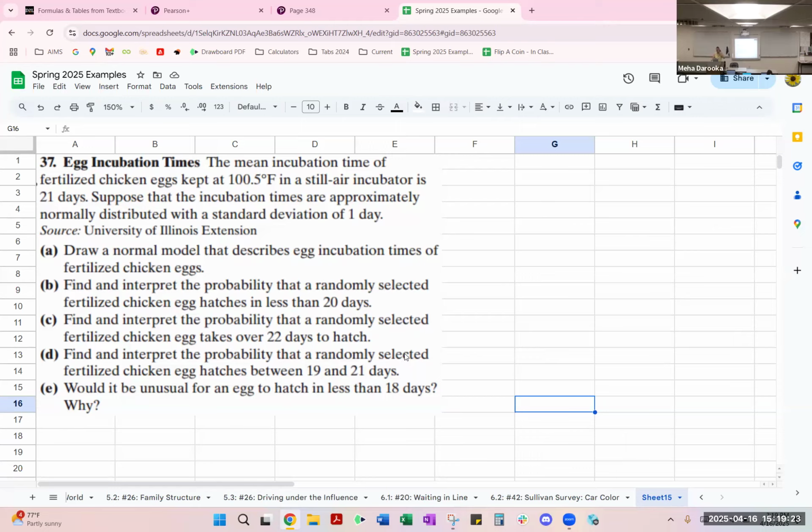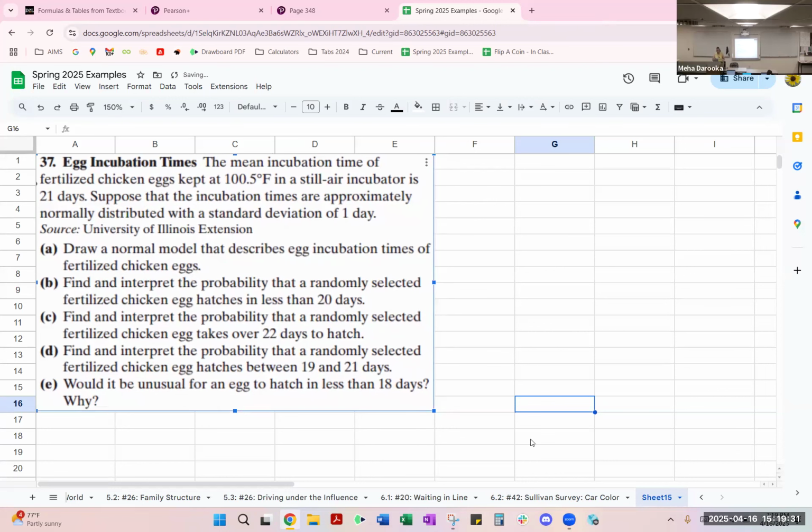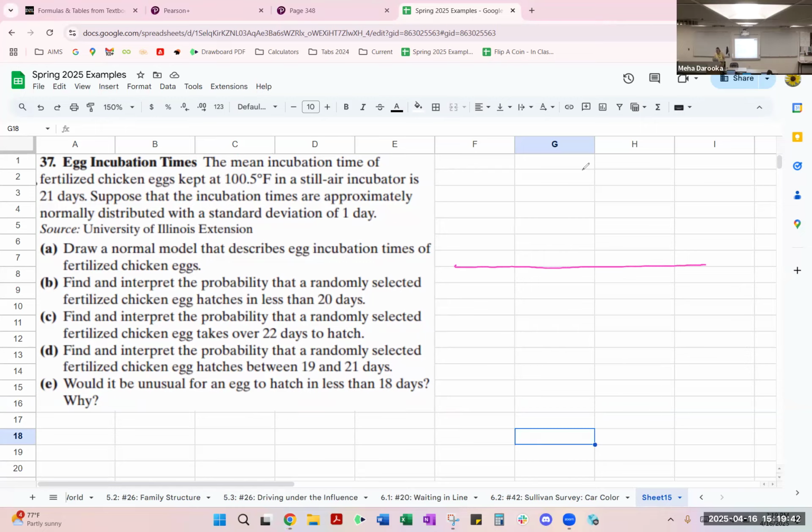So first, you can go ahead and create your normal model as they're talking about. I'm just going to freehand it for now and show you how to use technology to do that. Normal curve, we know our mean is going to be right in the center. They're telling us the mean incubation time for these fertilized chicken eggs is 21 days, with a standard deviation of 1 day.